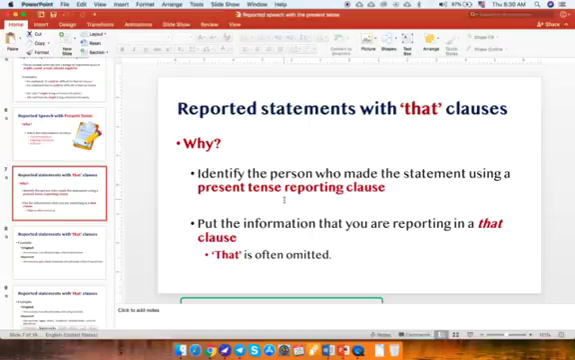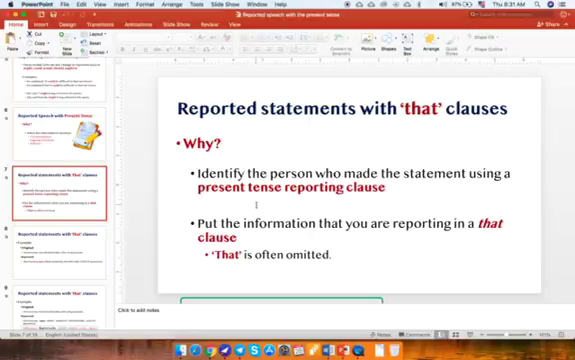First, we have to identify the person who made the statement with the reporting statement. That's why we have to find that person and put that name, or you can just use a pronoun, in the present tense reporting clause. I will show you the example in the next slide. And then we have to put the information that you are reporting in that clause.